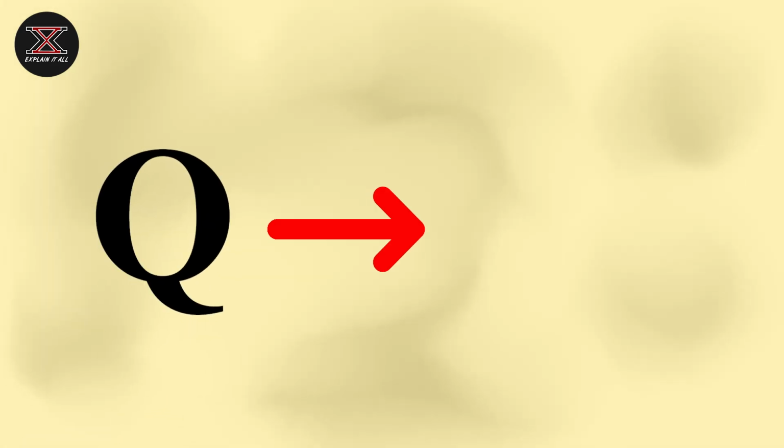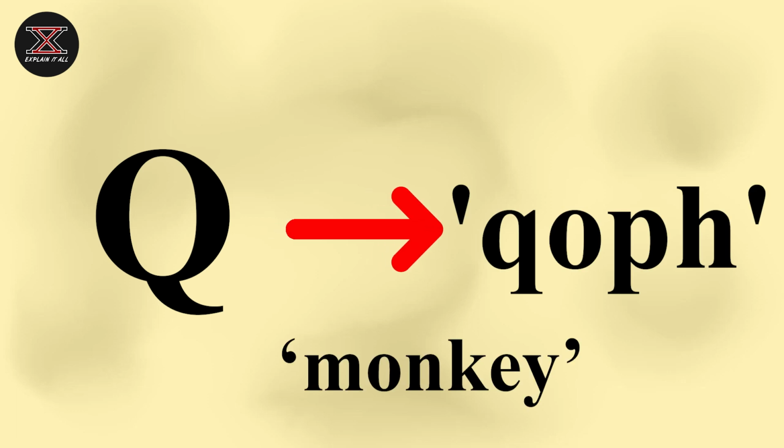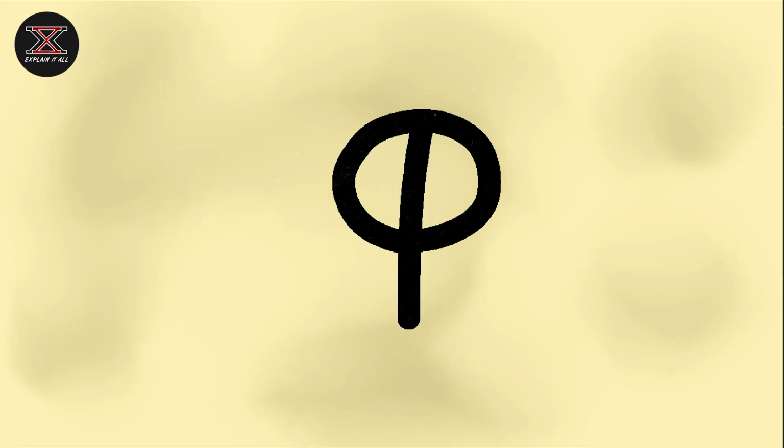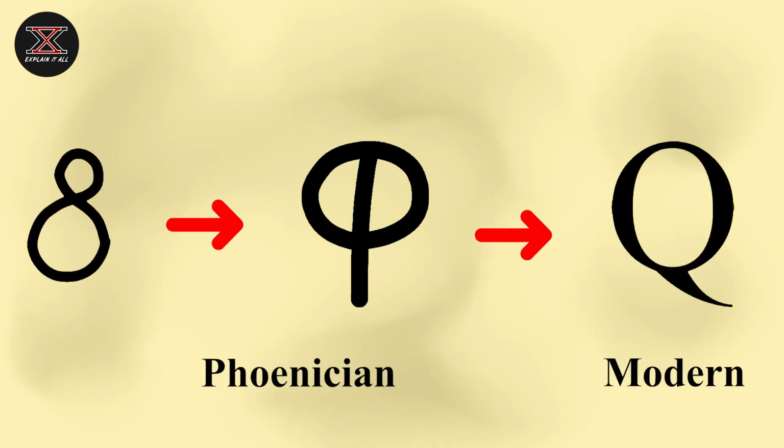Q comes from the Phoenician letter Kuf, representing a monkey. The Greeks used it as kappa, and the Romans adopted it as Q. The distinctive tail of the letter reflects its ancient origins and unique sound.